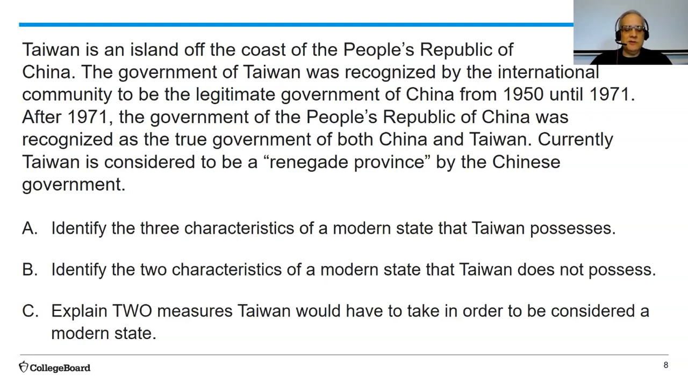Your task is to identify 3 characteristics of a modern state that Taiwan possesses. You need to identify 2 characteristics of a modern state that Taiwan does not possess, and then you should explain 2 measures Taiwan would have to take in order to be considered a modern state. You might want to pause this video and have this discussion right now.